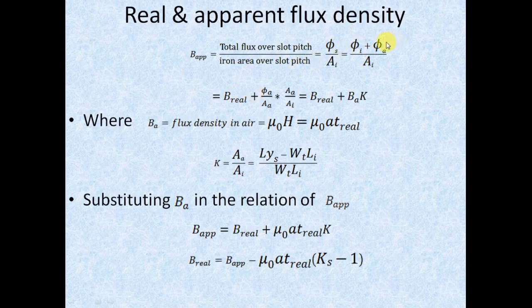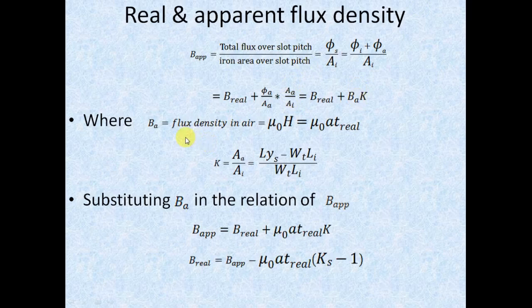Then for the second term, phi A divided by A I, you have to multiply and divide this term by A A, that is the area of air path of the slot. This phi A by A A can be indicated as B A, that is the flux density in the air, and the ratio A A divided by A I, that is the area of air path of slot divided by area of iron path of the tooth, can be represented as a ratio k.